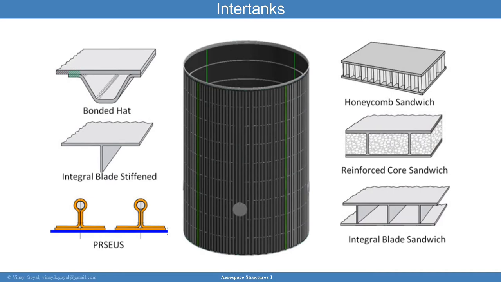Intertank designs have been considered in the past, many different kinds: bonded hats, integral blade stiffened, honeycomb sandwich structures, reinforced core sandwich structures, integral blade sandwich structures. Regardless, intertanks play a significant role in carrying compression loads and also play a critical functional role in providing the transition between one tank to another, while also providing and housing electronic boxes, tanks, and things like that.